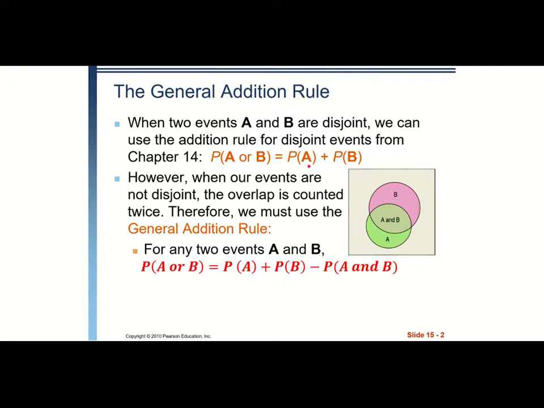So it's no longer just probability of A plus the probability of B, because if we added these two probabilities, we would count this middle section, this overlapping section, 2 times. So to counteract that, we add probability of A with probability of B, and then we subtract out that overlap. We're subtracting out the double counting of A and B, and that gives us the probability of getting A or B.